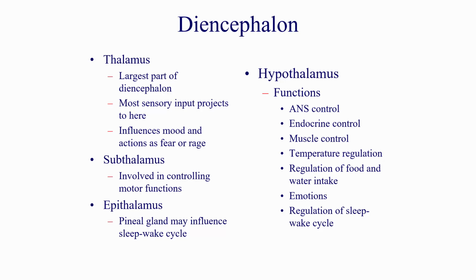The hypothalamus has a whole bunch of functions. It has autonomic nervous system control, endocrine control, muscle control, and temperature regulation. This is where your body's thermostat is. This is what keeps your body running at around 98.6 degrees Fahrenheit or 37 degrees Celsius.